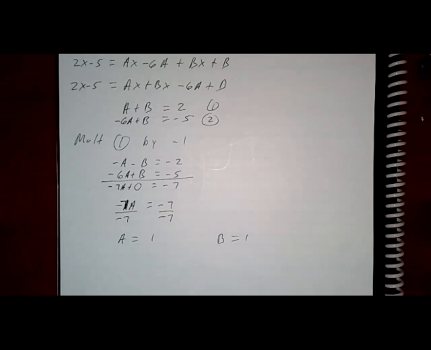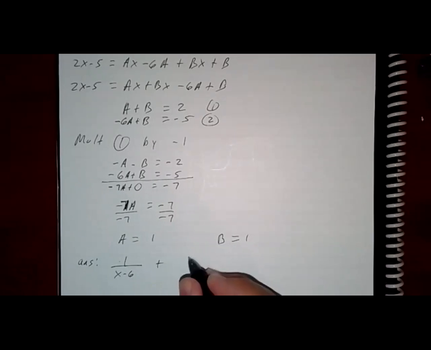So that's why we learned it the first time. Just creating a system and solving the system using any method you want. I prefer the matrix just because it's easier, but you don't have to do it that way. So the answer would still be 1 over x minus 6 plus 1 over x plus 1, once you convert this, the original problem.